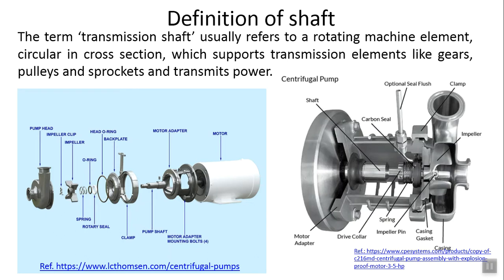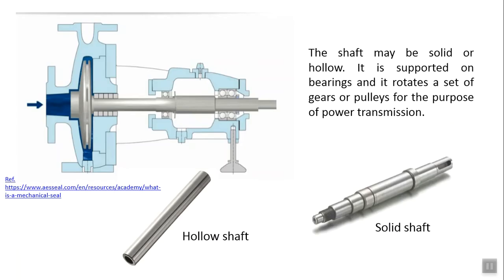So the term transmission shaft usually refers to a rotating machine element, circular in cross section, which supports transmission elements like gear, pulley and sprockets and transmits power. So here these two words are very important. One, it supports the elements like gear, pulleys and sprockets, and also it transmits the power. Usually it is a rotating machine element, and generally it has a circular cross section.